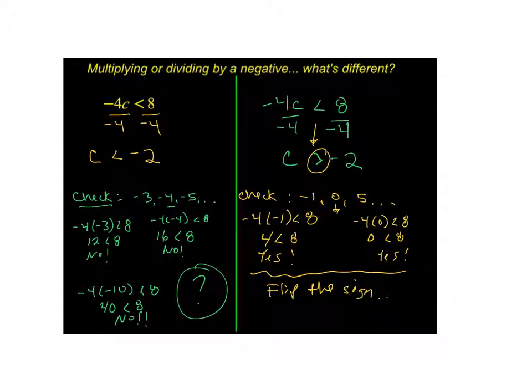Let's go on and try some more examples and see what happens. Let's keep this in mind that something strange may happen. We may need to do some flipping of the sign. All right, let's try one where we're going to be multiplying both sides.